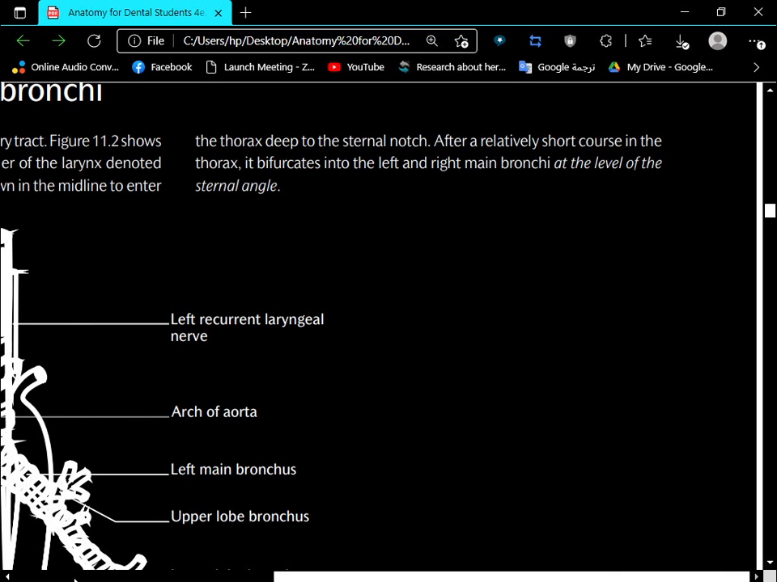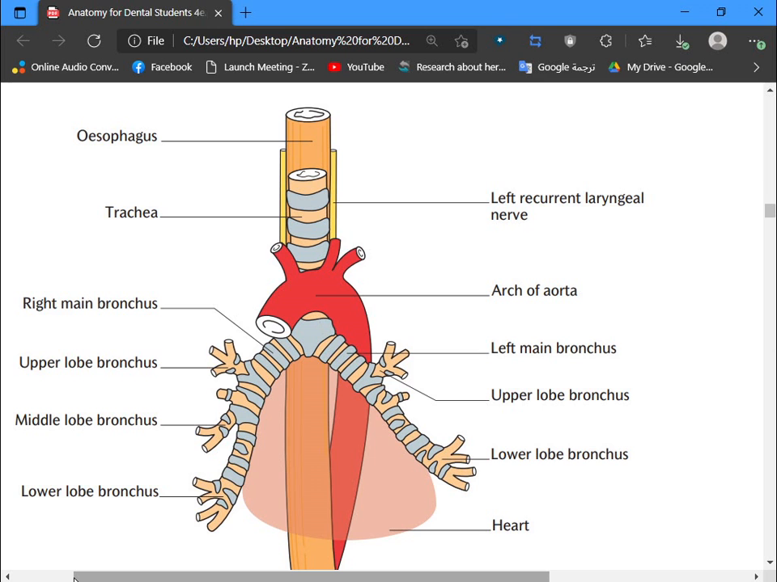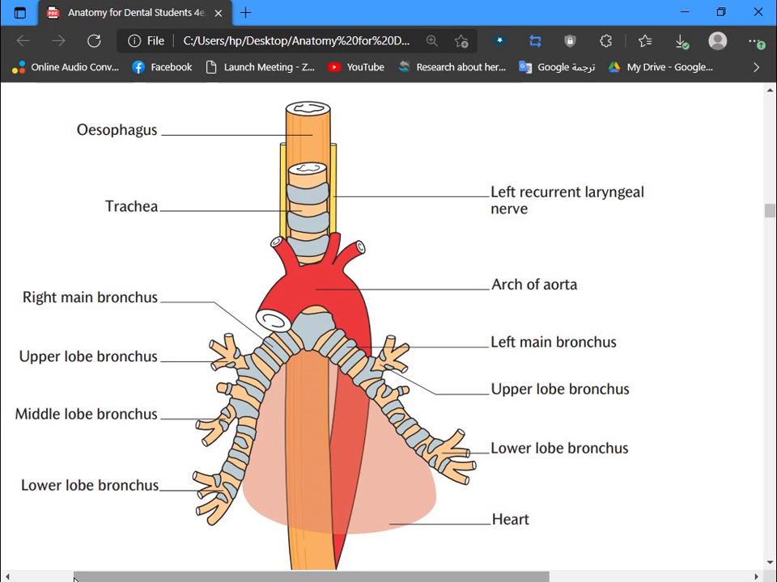Esophagus, left recurrent laryngeal nerve, trachea, arch of aorta, right main bronchus, upper lobe bronchus, middle lobe, lower lobe, heart, lower lobe, upper lobe, left main bronchus.